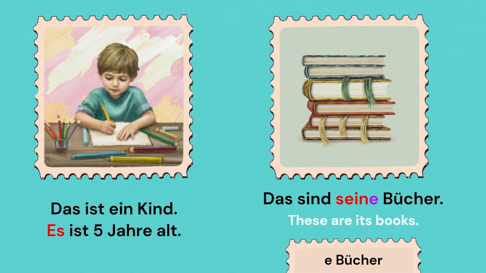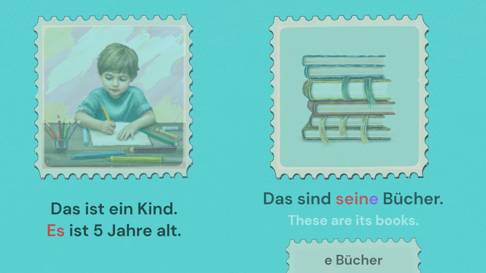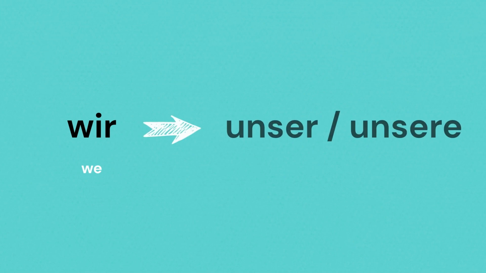Just like all other possessive articles, even in this case, when the article is der or das, you use sein. And when the article is die in feminine or for plural, you use seine. Now we come to the pronoun wir. The possessive articles here are unser or unsere. And now we will learn how to use them.